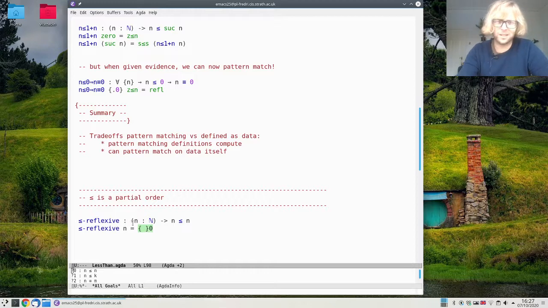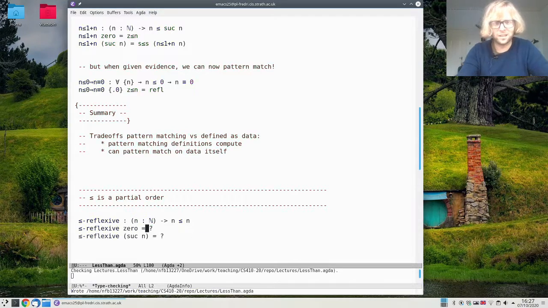So reflexive means that every element is related to itself, right? So n is smaller than or equal to n. And this is very similar to what we proved up here, that n is smaller than suc of n for every n. And we do it in the same way. We have to pattern match on the n, otherwise we don't know which constructor to use. So let's pattern match on the n.